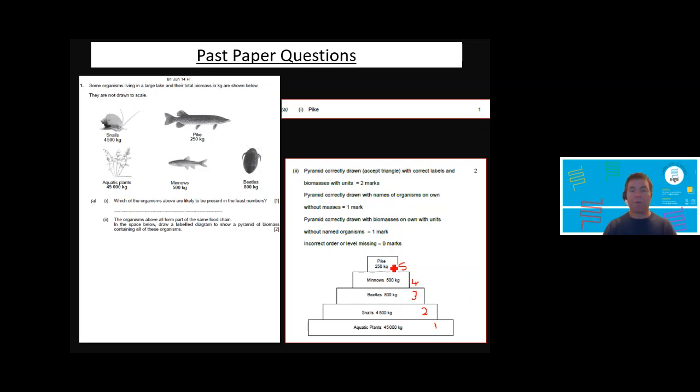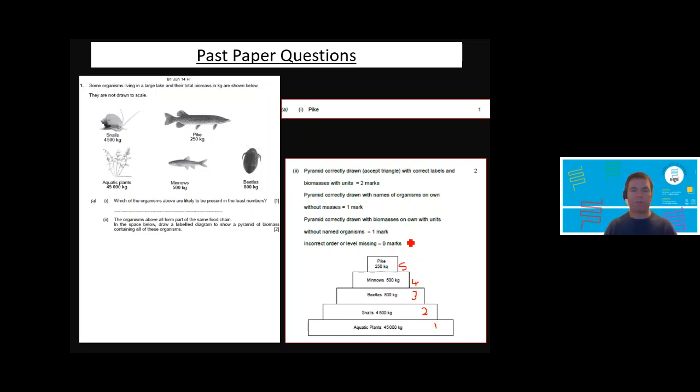It asks you to label it though. I think I'm right in saying that it just wants the biomasses there to show labeled. So a pyramid correctly drawn with correct labels and biomasses with units is 2 marks. It's asking quite a lot there. I'm confident to say pupils often miss out the labeling mark here. And that goes back to the age-old thing of read the question and do what you're told.